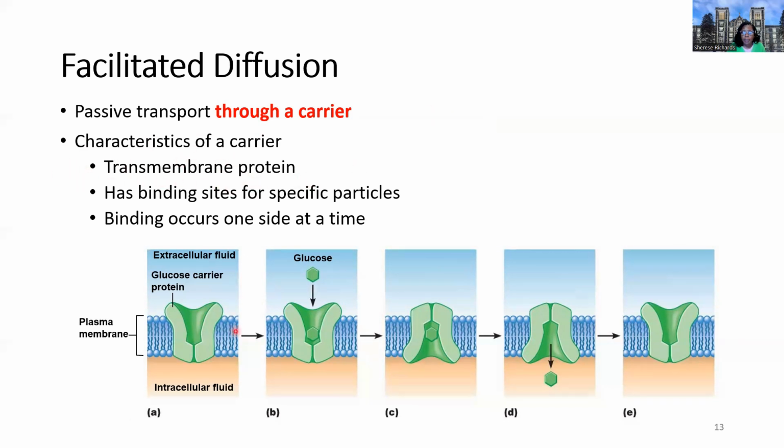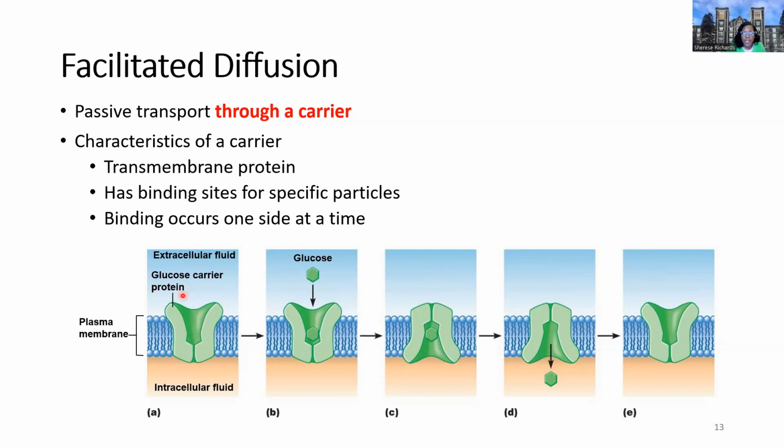If you recall us thinking about different structures in the cell membrane, we talked about some proteins that go right through both leaflets of the phospholipid bilayer, so they span the entirety of the membrane. Examples of that would be our facilitated carriers. They're going to have binding sites for specific particles, and the binding is going to happen on one side at a time. In the example at the bottom here, we have a glucose carrier. This is a protein inserted into the membrane, and again, it's fixed and permanently exists in the membrane.